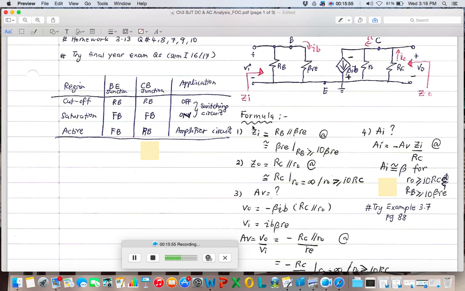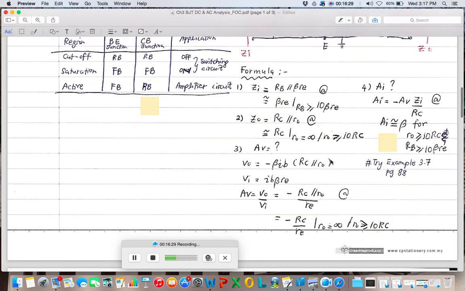Why is that? ZI equals beta RE when RB is greater than 10 beta RE? Because if RB is too big, the current will not flow through it. Okay, the obstacles here are too big. The current doesn't want to pass through huge obstacles. Yeah, you imagine like that. So the current will find another way, an alternative way, and go straight to beta RE. That's why ZI is equal or approximate to beta RE. Okay, I hope that one is clear.